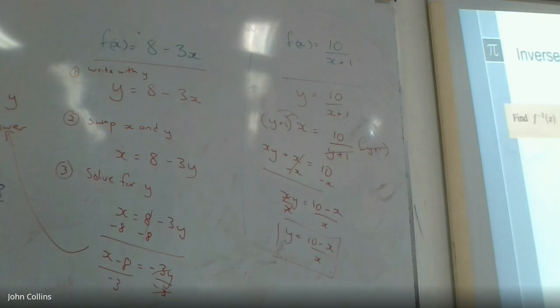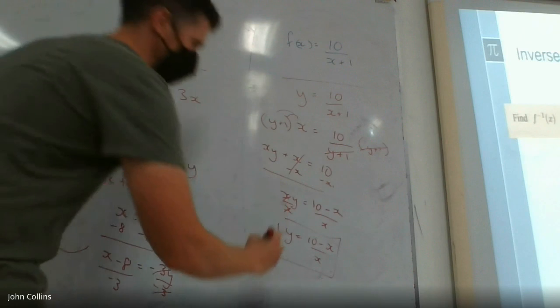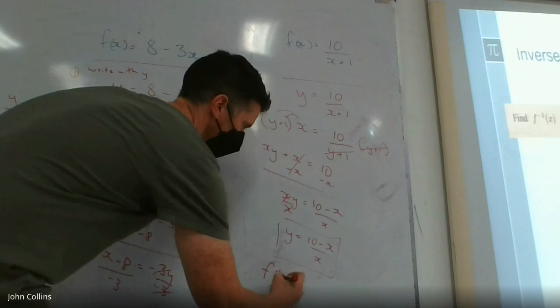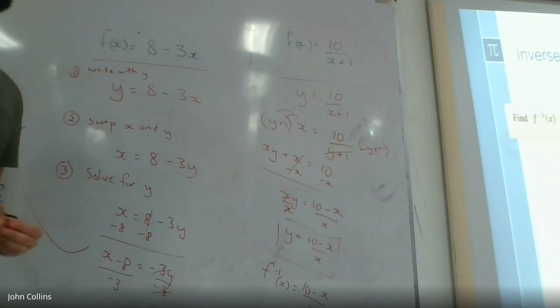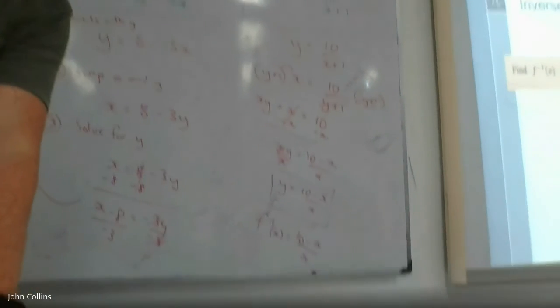10 take away x, divided by x. That is not the final answer. I need to write it as f minus 1 of x: 10 minus x divided by x. Just rewrite the same thing with f minus 1 in it.